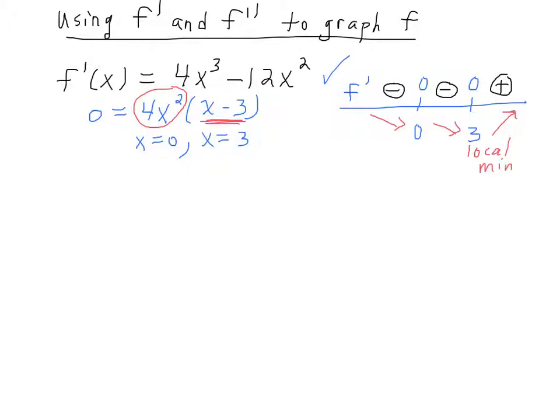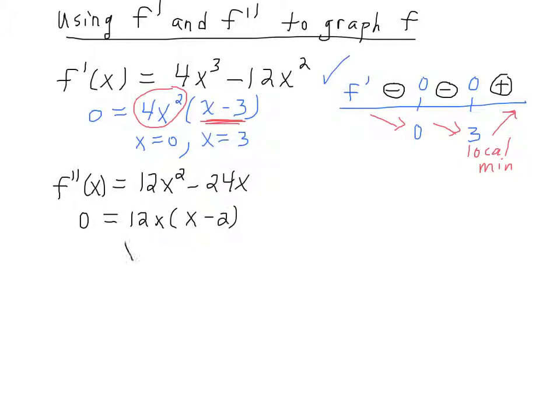Let's go to our second derivative. Our second derivative, again, is pretty easy to find, just the derivative of the derivative. So 12x squared minus 24x. Again, we're going to do the same thing. We're going to set it equal to 0 and solve. We can take out a 12x. We're left with x minus 2. And when we set each of these equal to 0 and solve, we get 0 and 2. So these are possible inflection points.